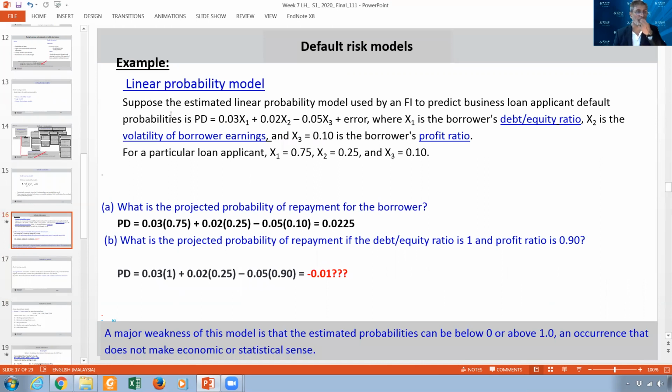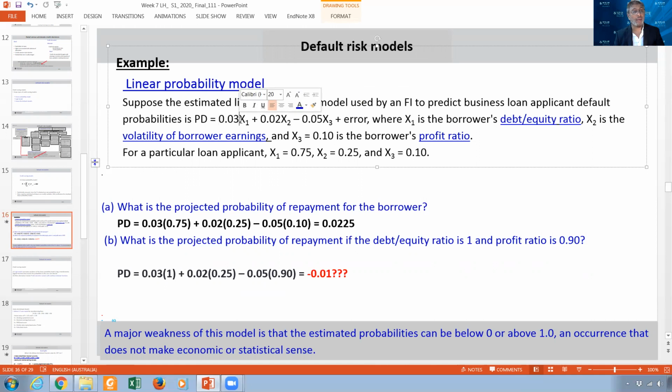So, the linear probability model. Suppose that an estimated linear probability model is used by a financial institution to predict business loan application default probability. We use PD, which is the probability of defaulting. According to this model, it's a fixed model, with coefficients 0.3 x1 and 0.02 x2. This is the regression. The coefficients are fixed; the 0.3 of the regression is not changed.